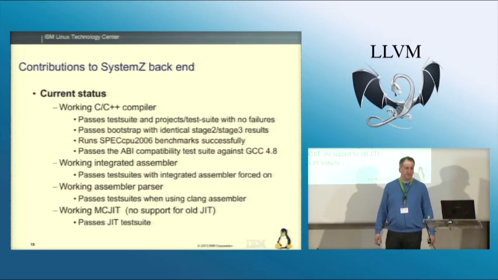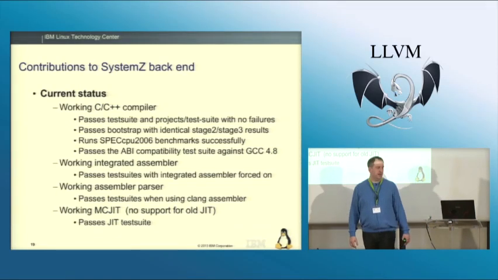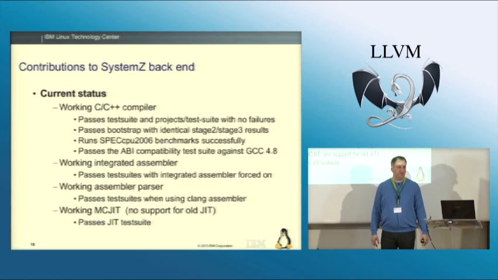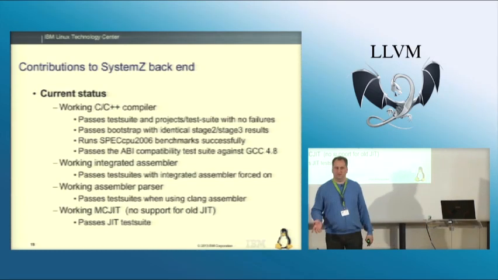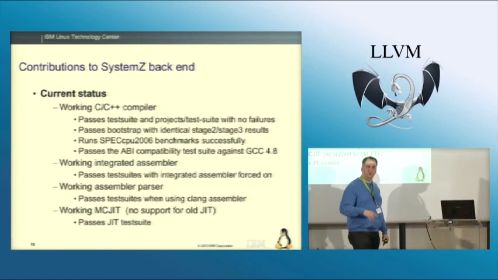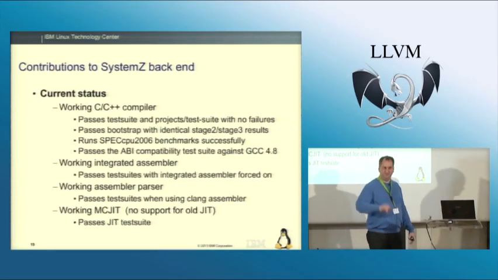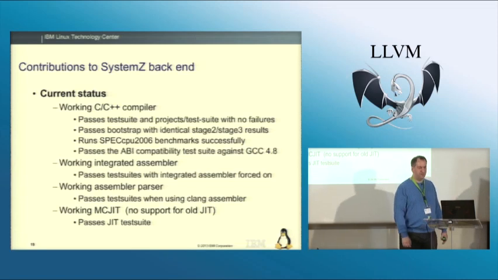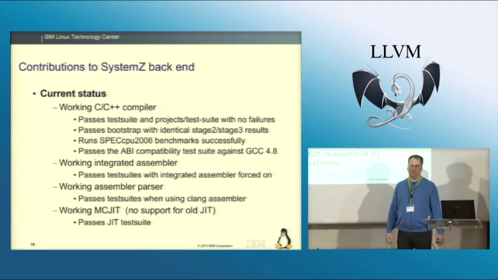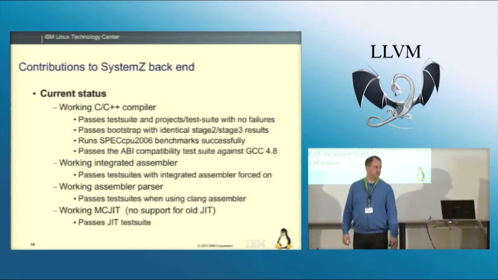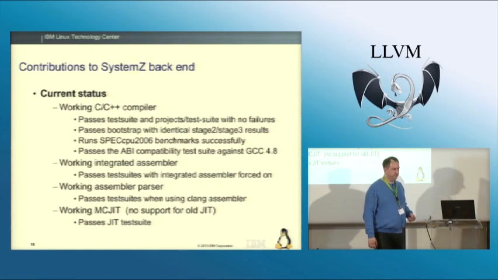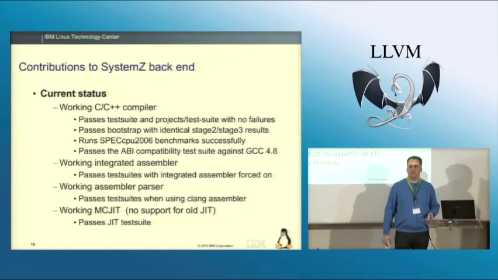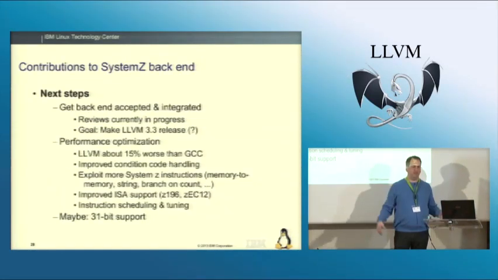We actually have an integrated assembler, and we even have an assembler parser, which was a little bit easier on 390 than on Power because we don't have pre-increment instructions, which is odd for the assembler. And we also have the MC JIT, and again, no support for the old JIT. So that's where we stand, and the patches are out there on the list. I'd appreciate any comments and reviews.